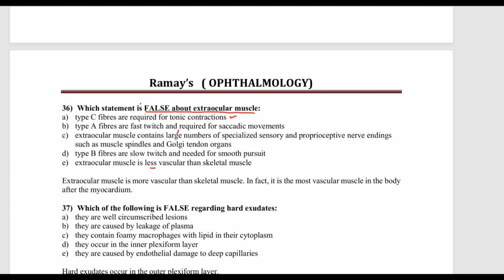So the wrong statement is that the extraocular muscle is less vascular than the skeletal muscle. No, it is more vascular than the skeletal muscle. In fact, it is the most vascular muscle in the body after the myocardium. Very important.